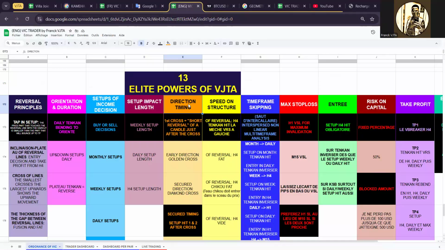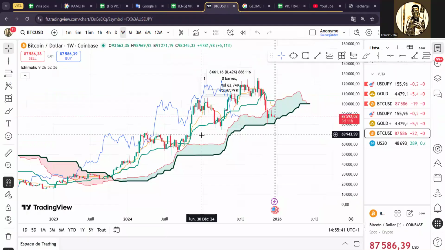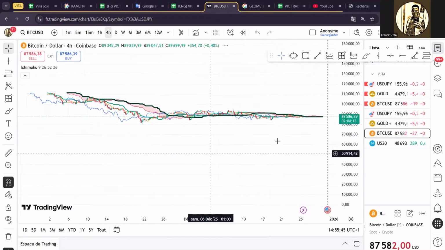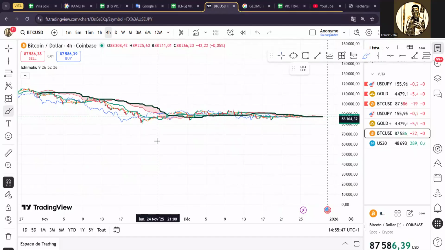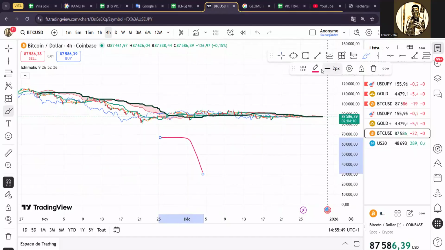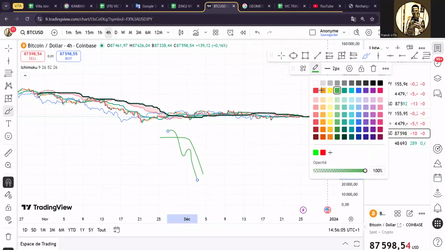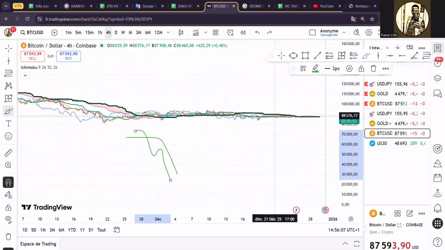Okay, so let us move to the direction timing. The direction timing, what I'm explaining here about the first cross, is that Tenkan has this way. When you have the ticket close to the downside like that, this one is Kijun. And then Tenkan bends to the downside. At the first cross like this, Tenkan will bend to the upside again before going down. This is the normal movement of Tenkan.